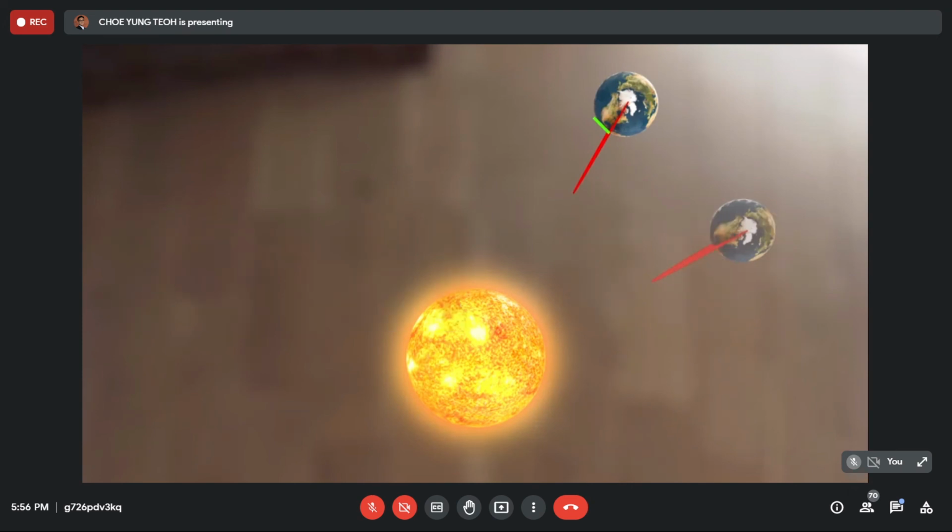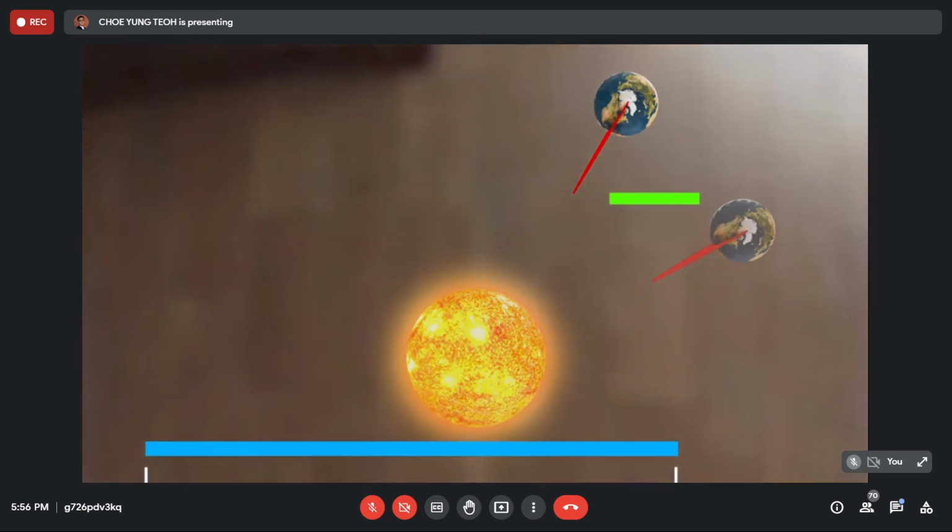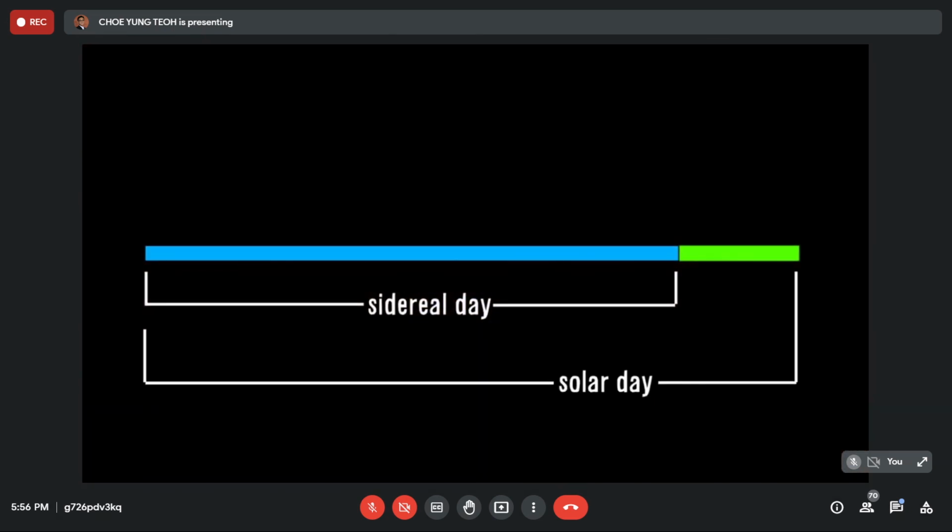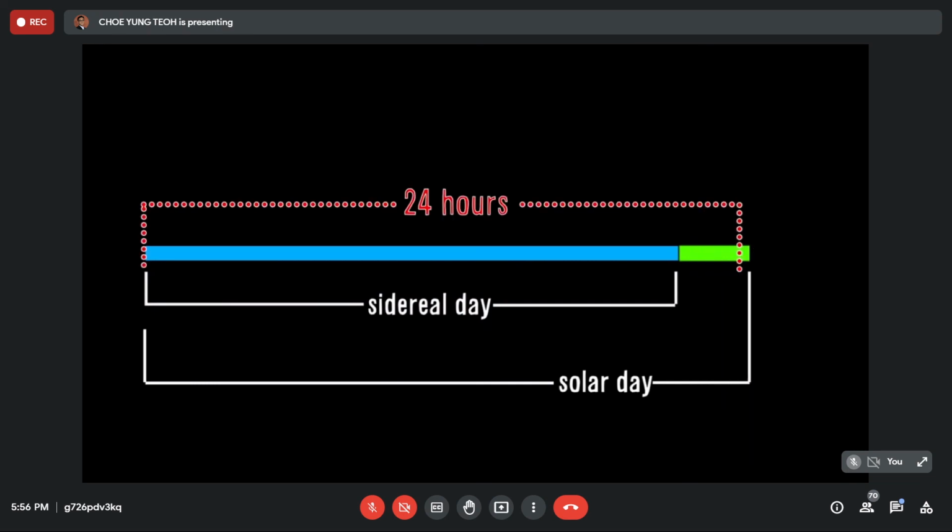But here's the thing. Exactly how long the Earth has to rotate to complete a solar day changes day to day. Our clocks are just based on the average amount of time this takes. So throughout the year, they fall ahead and behind the sun.